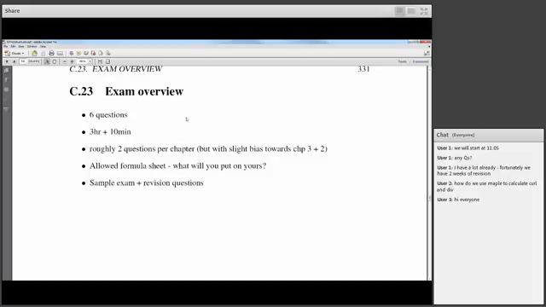But the key idea is there are 6 questions, and each question is a group of things, really, just like in your assignments for that matter. It's 3 hours and 10 minutes. The intention is that 10 minutes is reading time and 3 hours is writing time, although it's a bit fluid now that you can write in your reading time, so to speak. So it's a 3 hour and 10 minute exam.